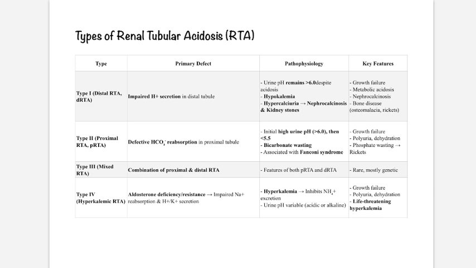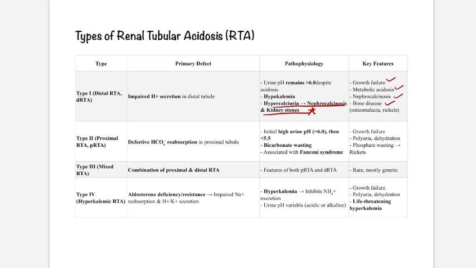Urine pH remains more than 6, as understood. Hypokalemia, potassium is lost along with H plus. Okay, potassium is lost, H plus is not lost, sorry. Hypercalciuria leading to nephrocalcinosis and kidney stones. Just remember, this is very important. Type 1 or distal RTA is associated with hypercalciuria and kidney stone formation. Similarly, clinical features are growth failure, metabolic acidosis, nephrocalcinosis, and bone disease.